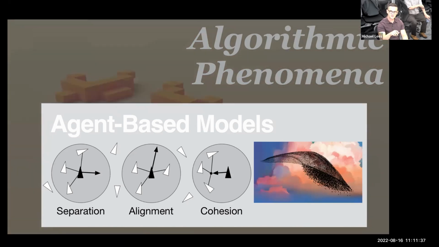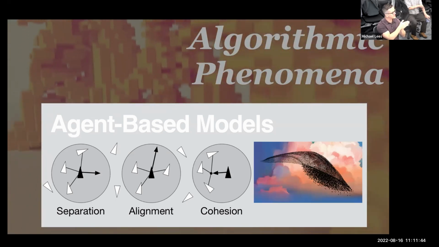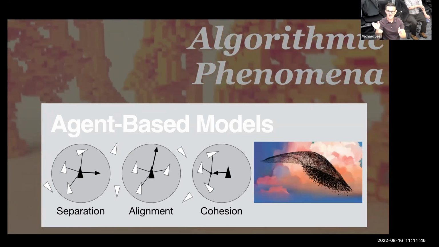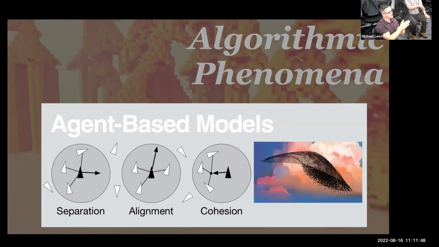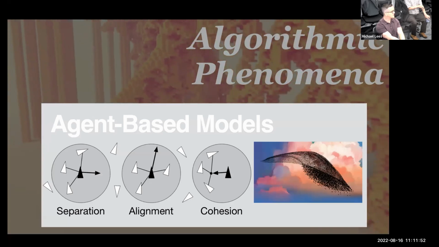Each bird looks at its local neighborhood. It tries to get away from anything that's too close. It tries to align with its local neighbors to steer in the same direction, and it moves closer if it gets too far away. So with those three very simple rules, you can actually recreate those murmurations.